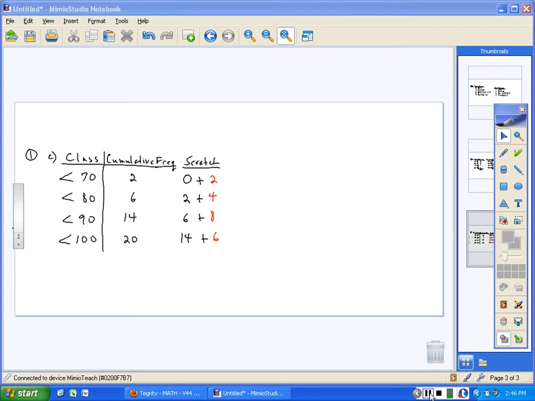Okay, let's do Part D, and we'll be done with number 1. Part D is to make the histogram. The histogram is a graph that's going to have a vertical and a horizontal axis. Along the horizontal axis, we use class boundaries. Class boundaries are the numbers halfway between the ending of one class and the beginning of the next class.